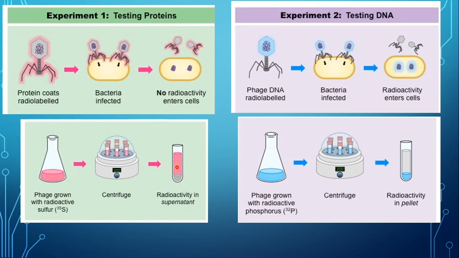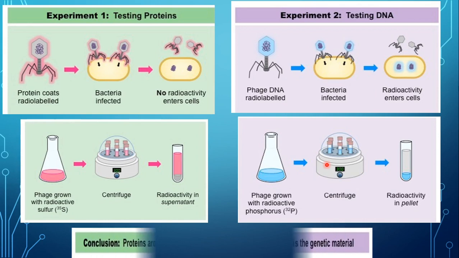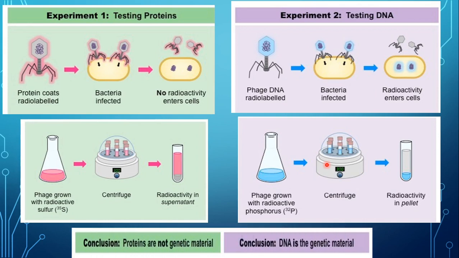It never entered the bacteria, and sulfur is a component of protein, so protein was left outside. So what entered inside was the DNA. In this manner, it was proved that DNA is the genetic material. Proteins are not genetic material, DNA is the genetic material. Thus, it was proved.